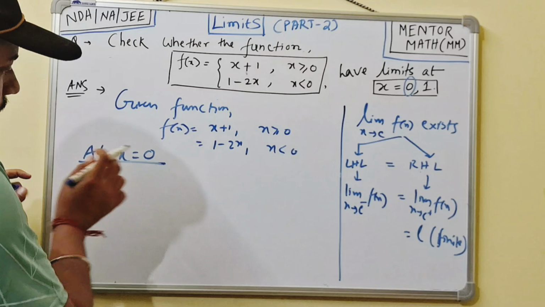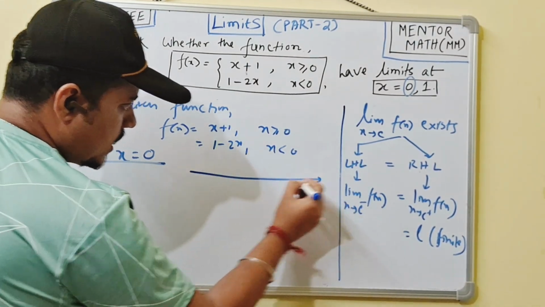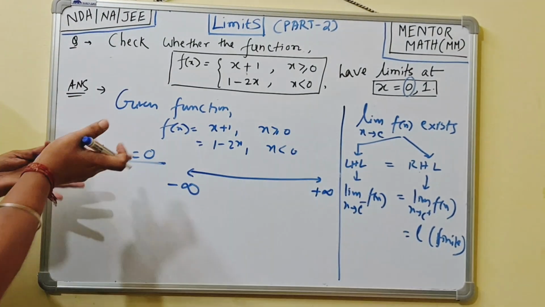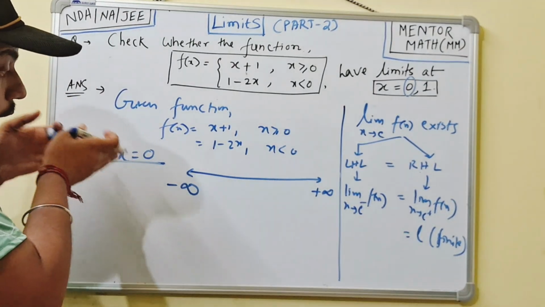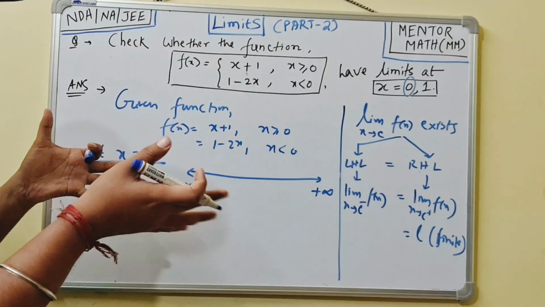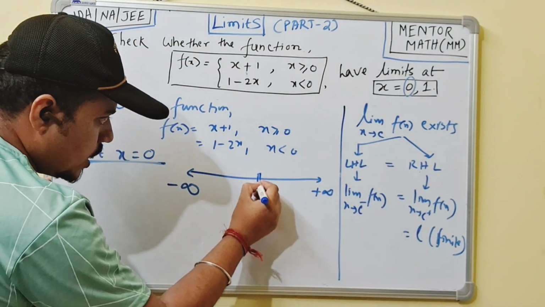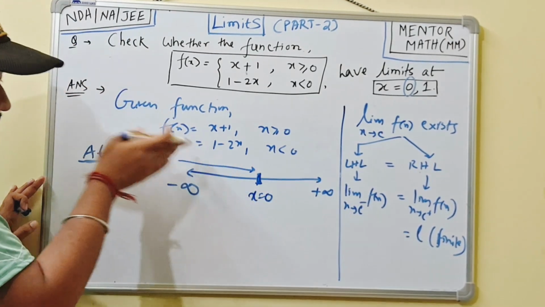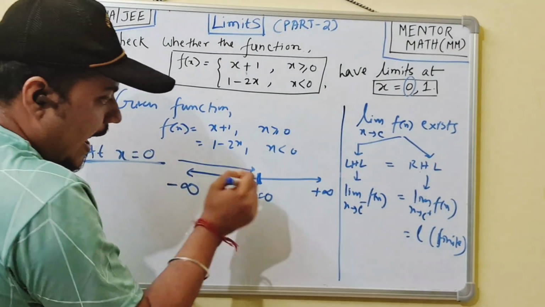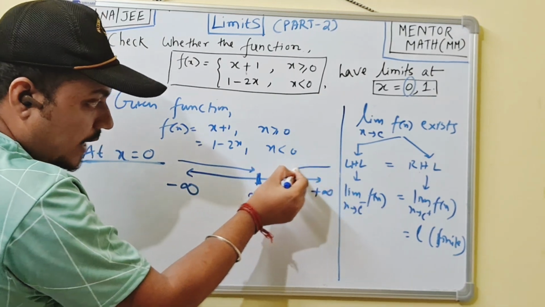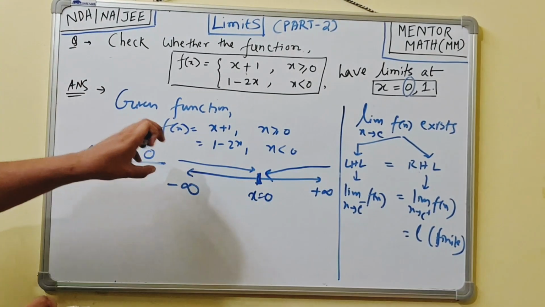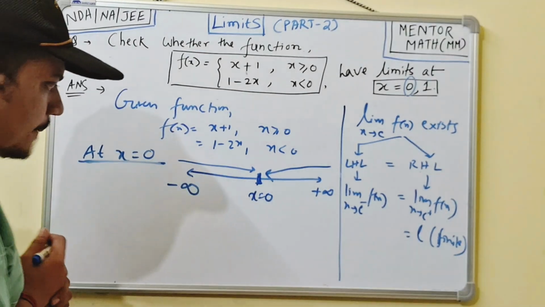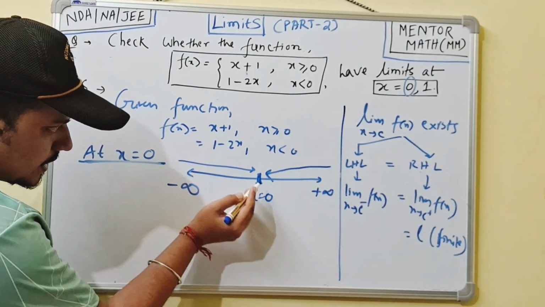At x = 0, you can draw one number line, from minus infinity to plus infinity. Roughly you can think of this point as my virus point, because we have to work on that particular point. You have to attack that point from the left side, and attack this point from the right hand side. So at the particular point x = 0, you have to check whether this function gives a limiting value or not. Now it comes from the left side.